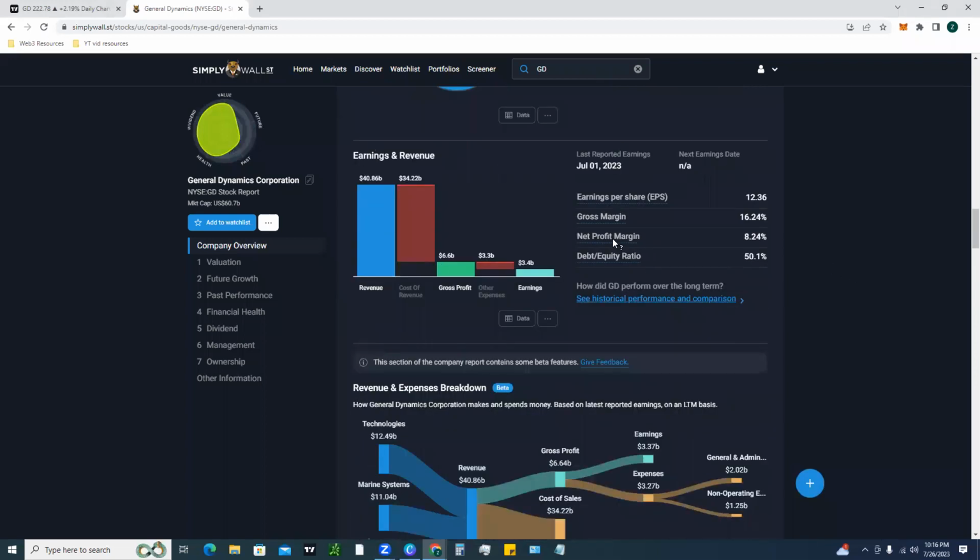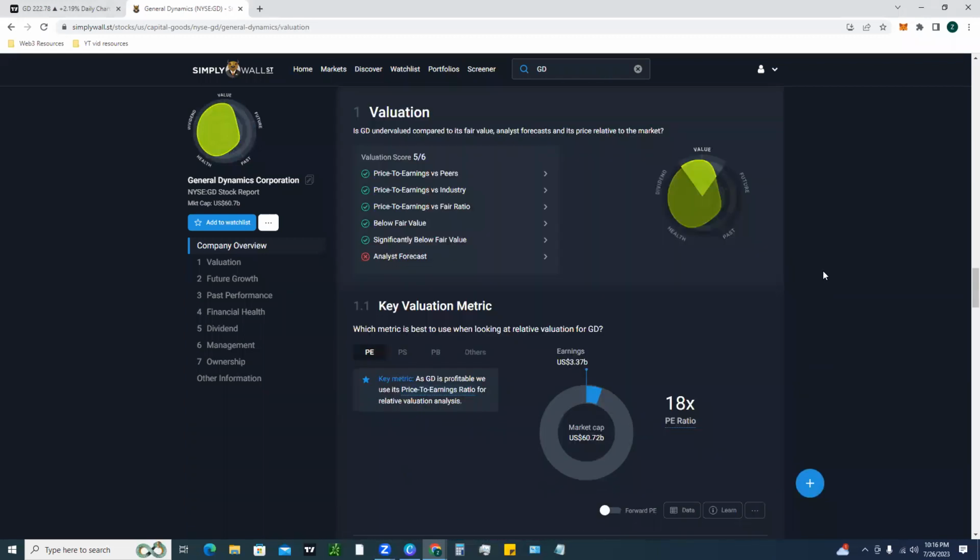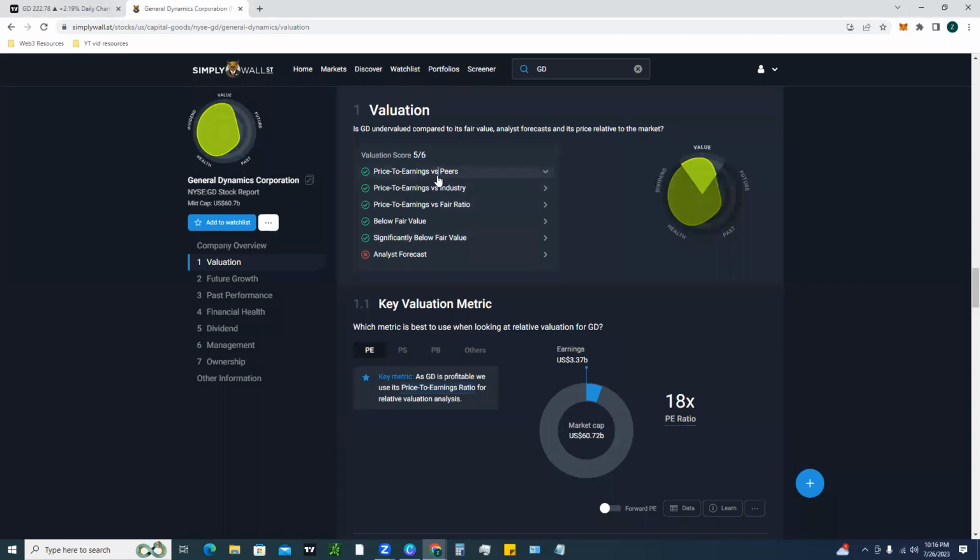And we break down the earnings and revenue right here. You can dive a little bit deeper into all of that. But when you look at the valuation standpoint, and as we talked about on that snowflake analysis, that's really one of the strong points. The price to earnings versus its peers, versus its industry, and versus its fair ratio, all of those look really good.